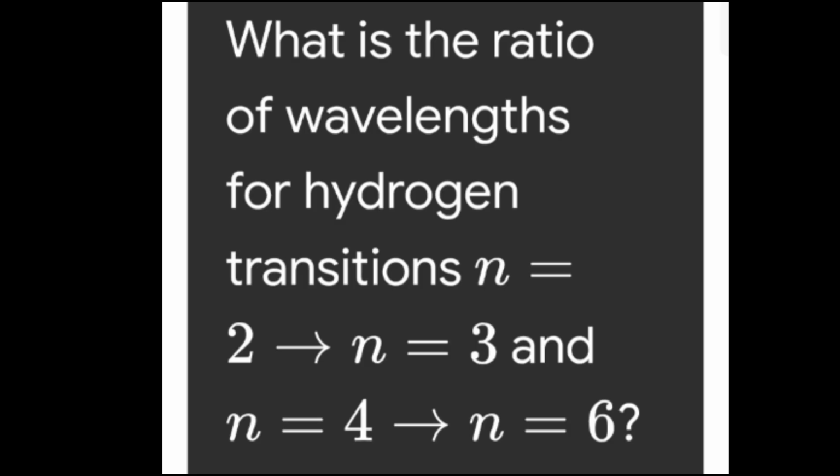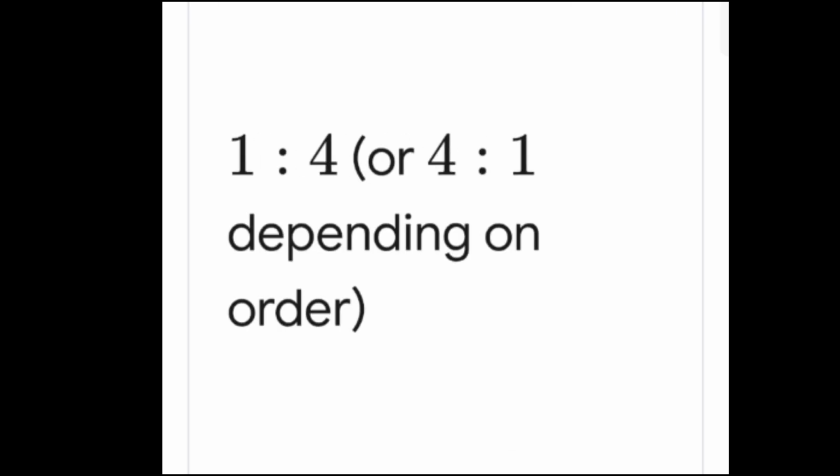What is the ratio of wavelength of hydrogen transmission? n is equal to 2, that will give n is equal to 3 here, and n is equal to 4 will give n is equal to 6. So we have to tell the ratio of wavelength of hydrogen, that is 1:4 or 4:1 depending on the order.